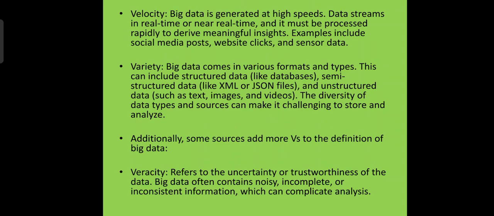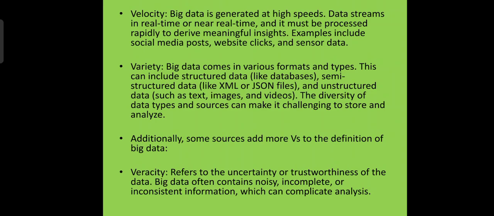Velocity: big data is generated at high speed in data streams in real time or near real time, and it must be processed rapidly to derive meaningful insights. Examples include social media posts, website clicks, and sensor data. Variety: big data comes in various formats and types. These can include structured data like databases, semi-structured data like XML or JSON files, and unstructured data such as text, images, and videos. This diversity of data types and sources can make it challenging to store and analyze.